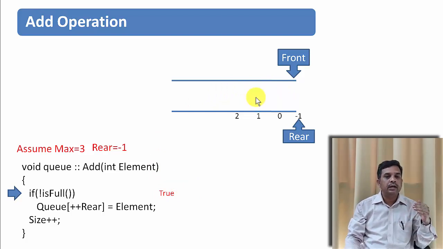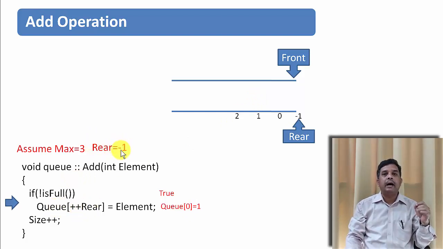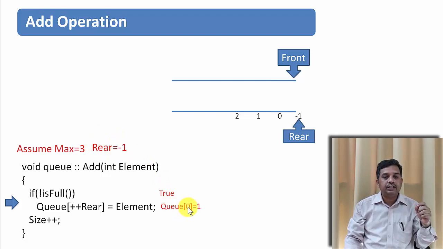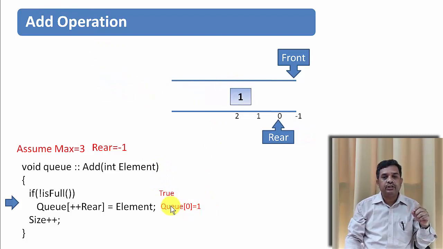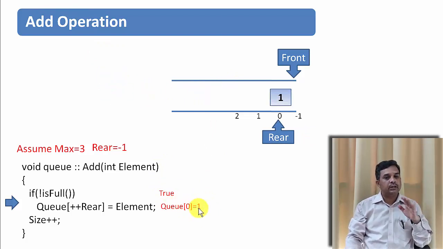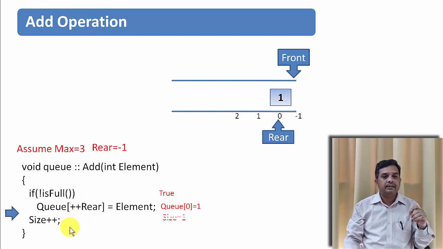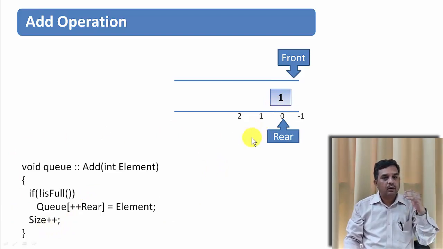So what do I have to do? I have to increment the rear by 1. Earlier rear was -1. Now rear becomes 0. At the 0th location, the first element 1 will be added. So in the queue, the 0th element, the first value, is equal to 1. Now size is increased by 1. It means the size of the queue is now 1. It contains only one data. Let us take one more element.